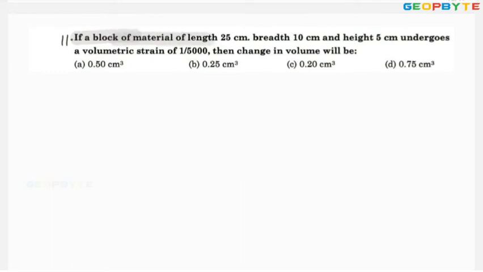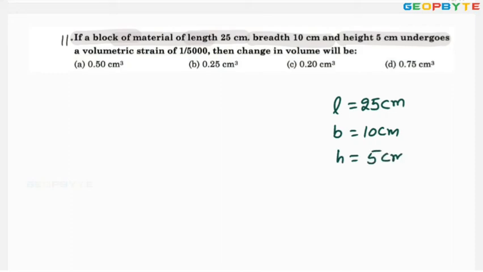If a block of material of length L equal to 25 centimeters, breadth equal to 10 centimeters, and height equal to 5 centimeters, undergoes a volumetric strain EV equal to 1 by 5000, then you are asked to find the change in volume, delta V.